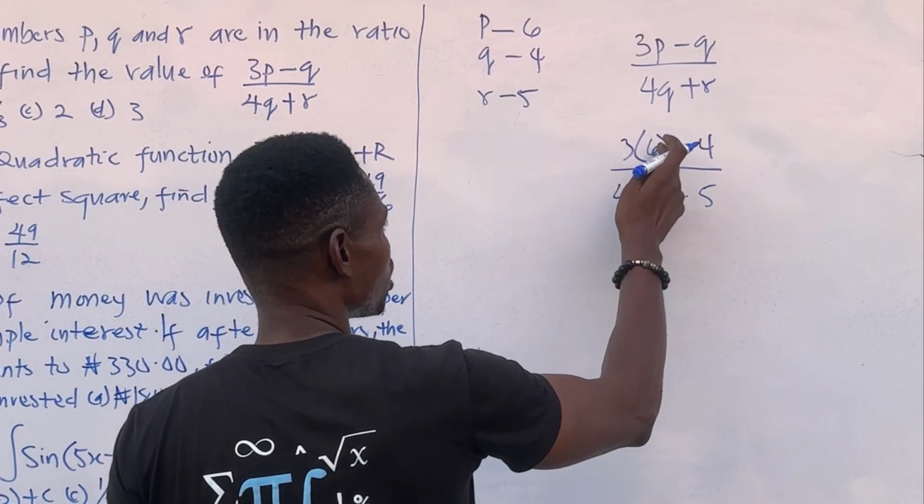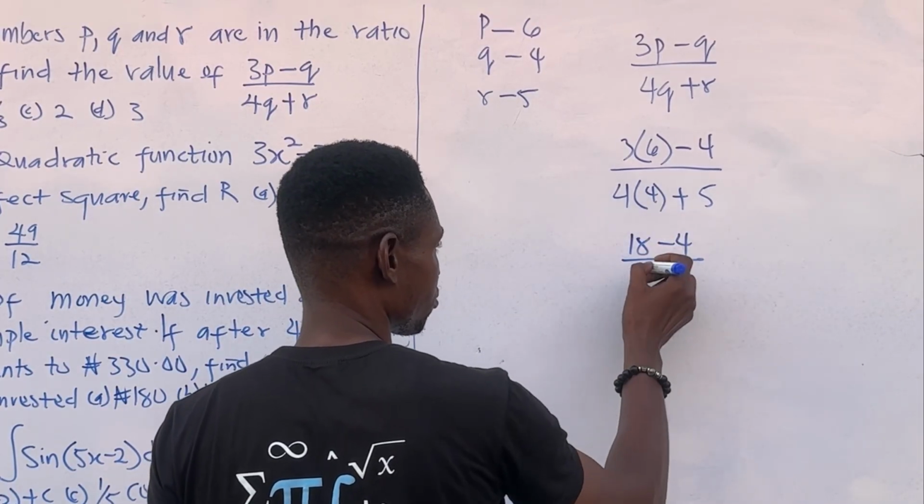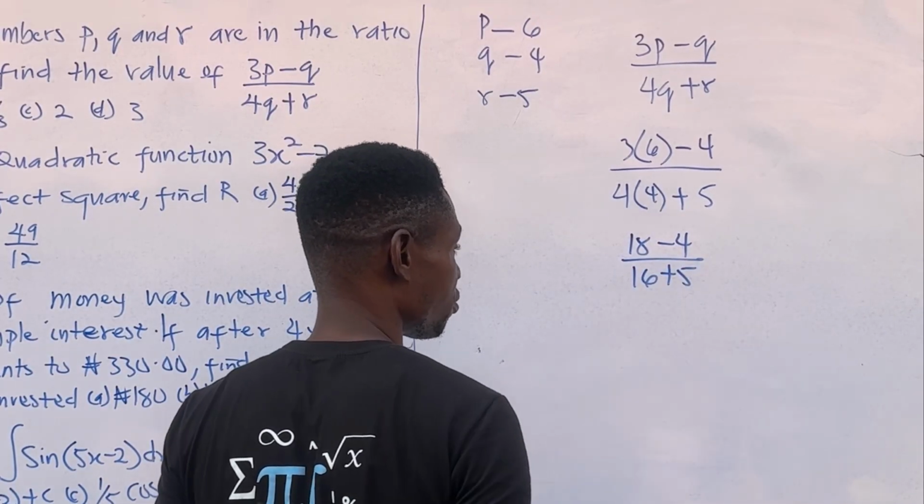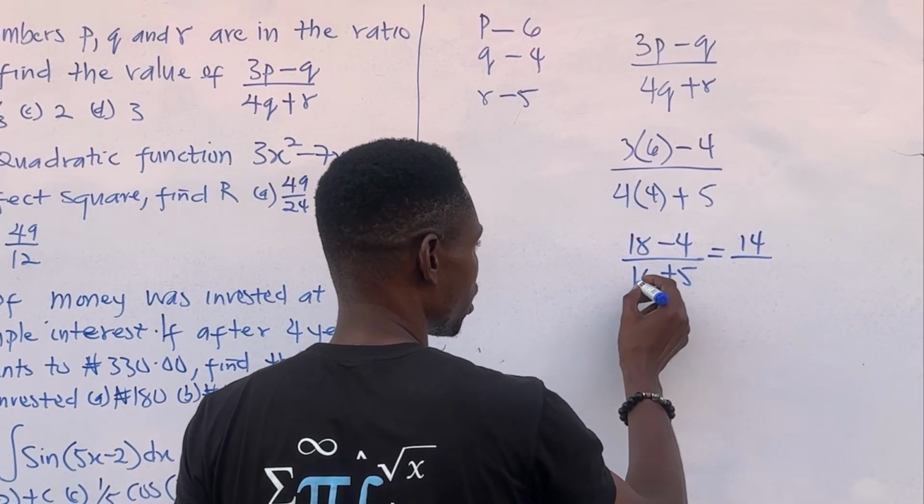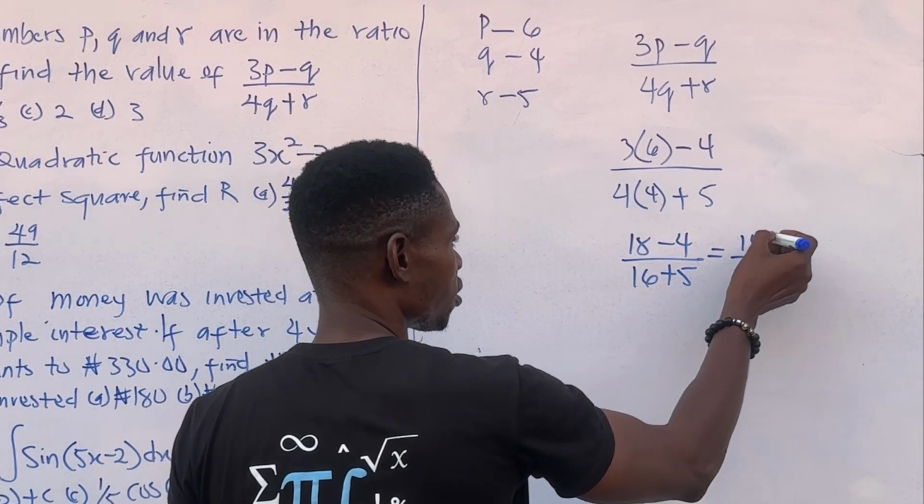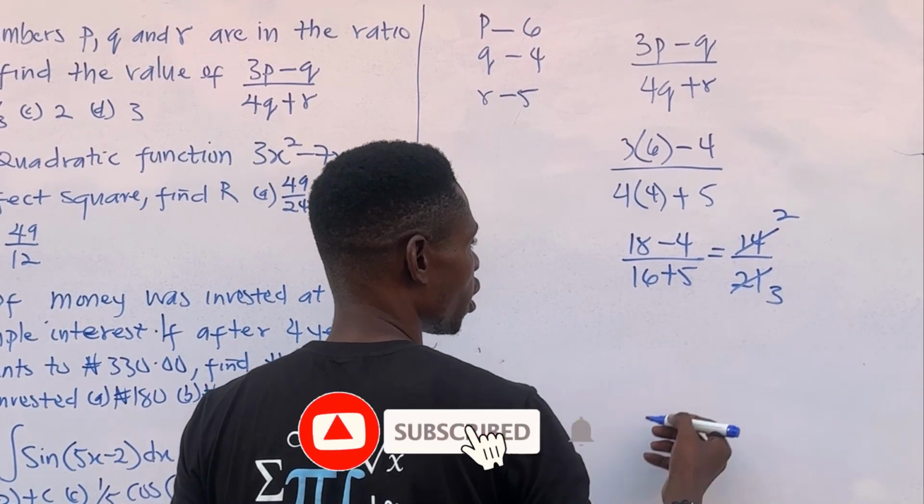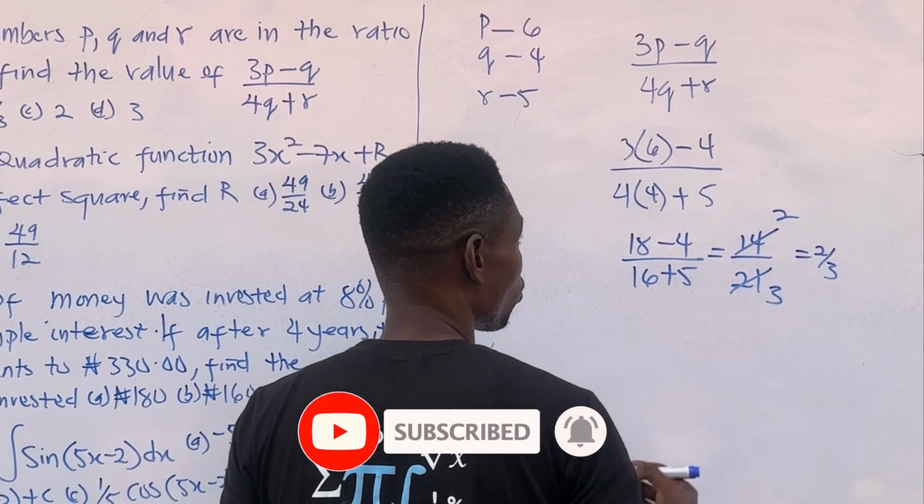So this will give us 3 multiplied by 6, that's 18 minus 4 divided by 16 plus 5. And this gives us 18 minus 4, that's 14, over 16 plus 5 is 21. 7 in 14 is 2, 7 in 21 is 3. So our answer is 2 over 3.